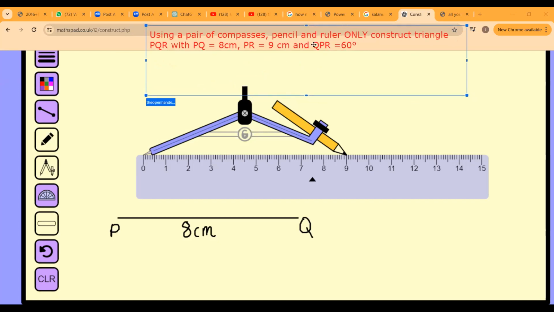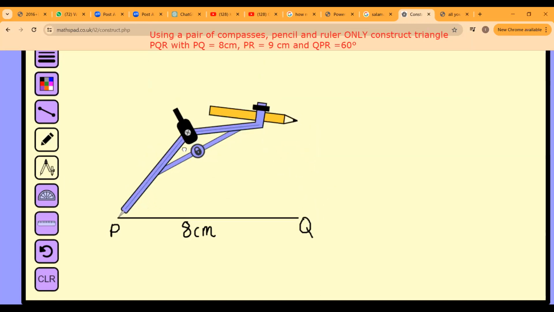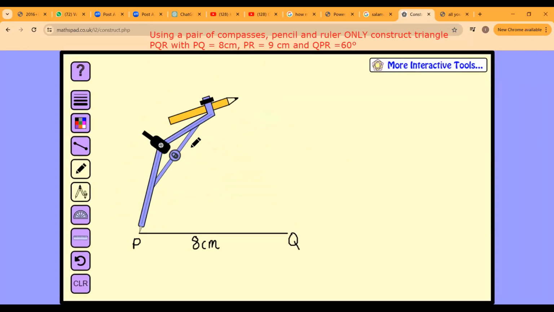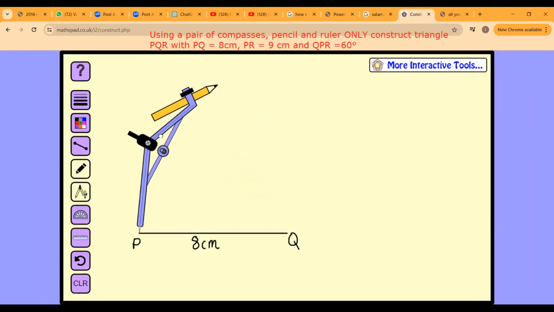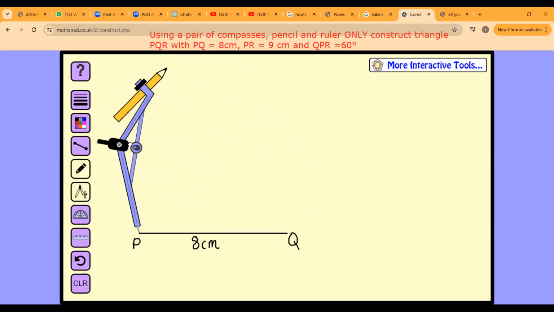So we have to measure exactly 9 centimeters. I'm going to lock this in. So this is 9 centimeters, right? This is PR. PR is 9 centimeters, which means we have to go to P and go above, and draw an arc for 9 centimeters, right? So we're going to draw an arc of 9 centimeters.